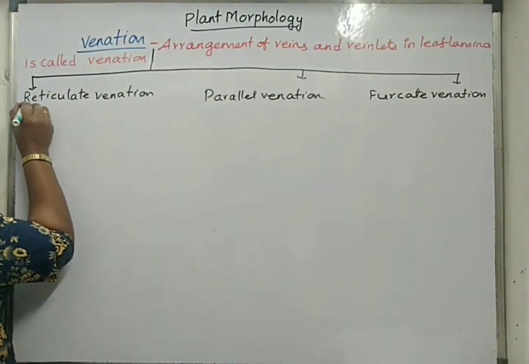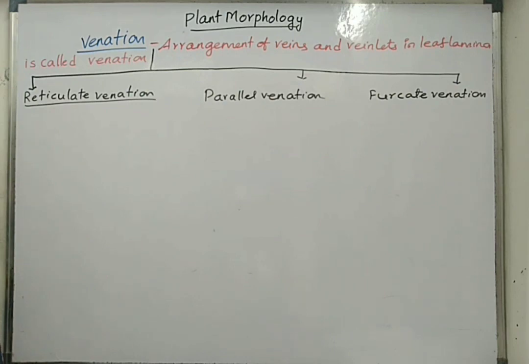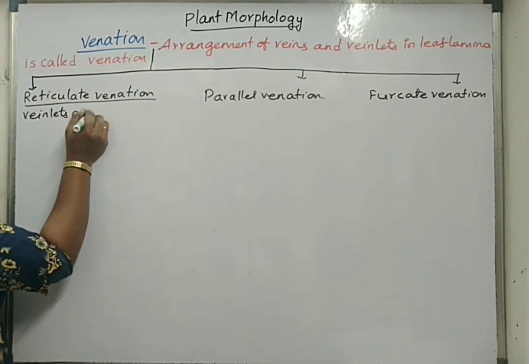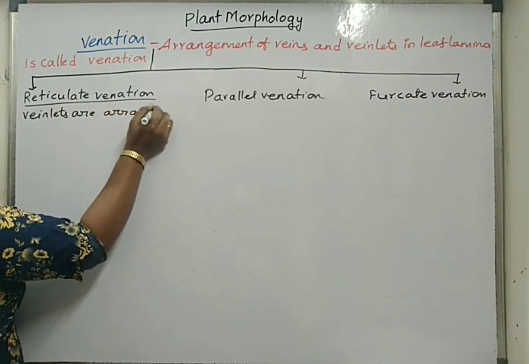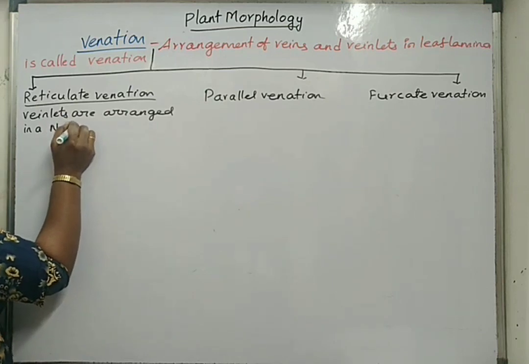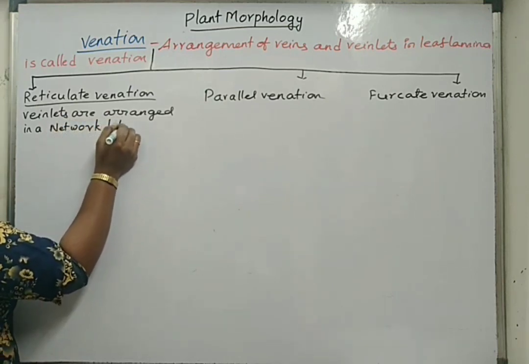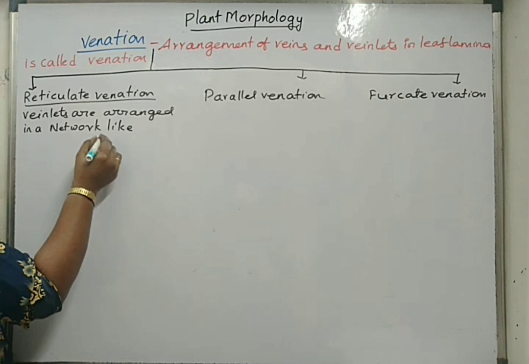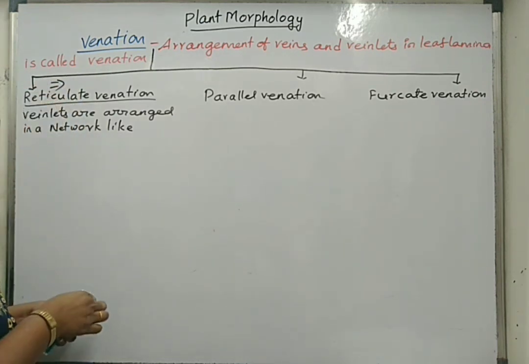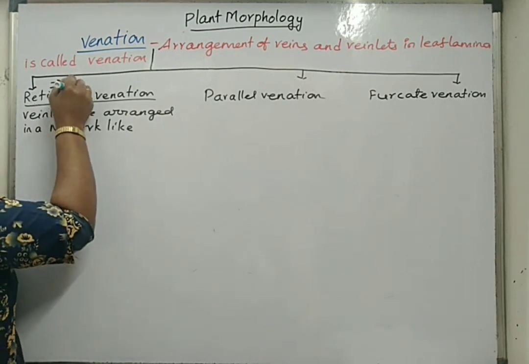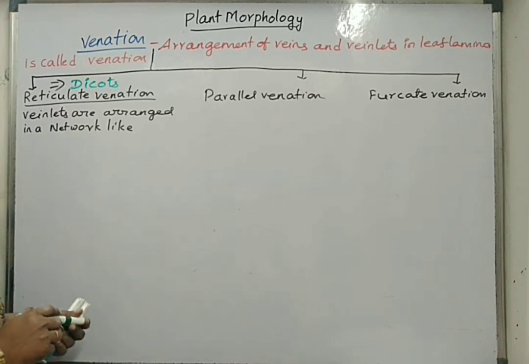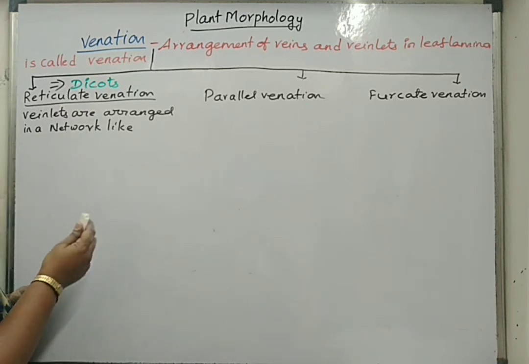In case of reticulate venation, veinlets are arranged in a network like. So mostly such type of venation is seen in case of dicots. So we can say reticulate venation is the characteristic feature of dicots.